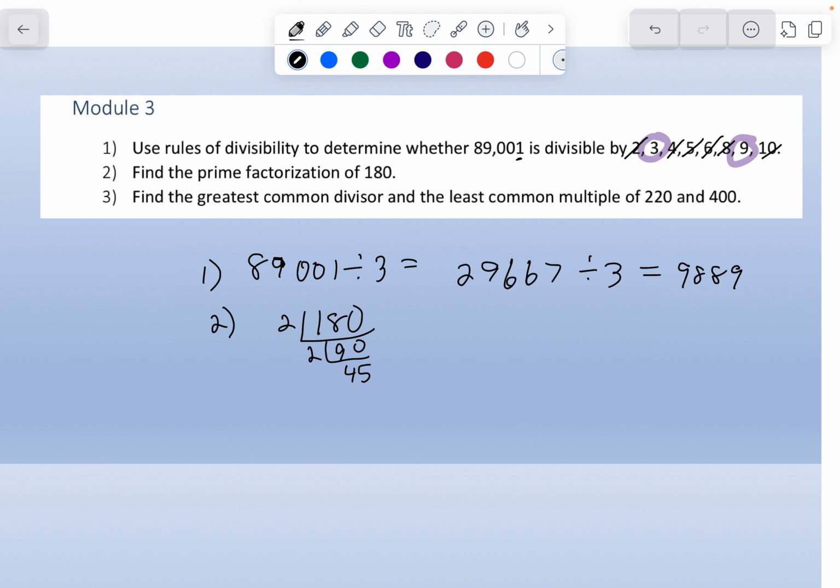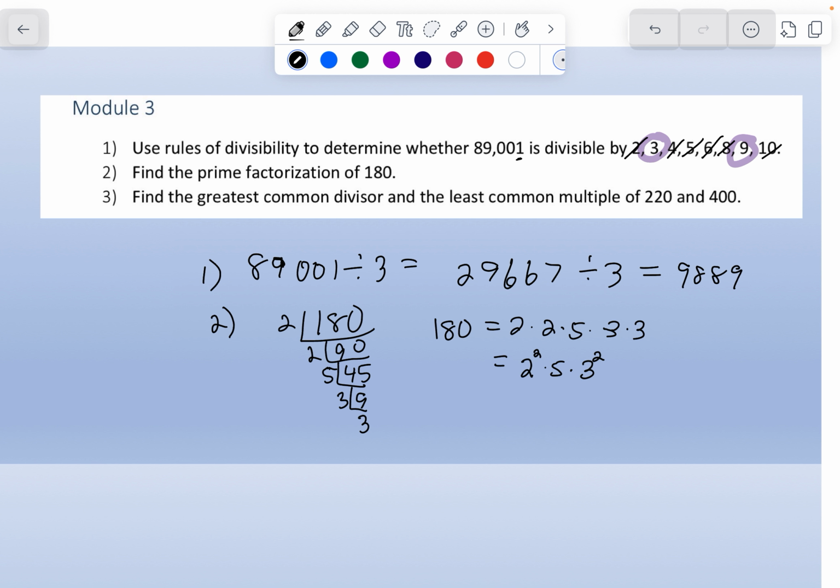Now, I can't divide that evenly by 2, so because of that, I look at my rules for 3 and 5. Does it end in a 5? It ends in a 5, so I know it's divisible by 5. And so 45 divided by 5, we know, is 9. And then 9 is 3 times 3. So 180 is going to be 2 times 2 times 5 times 3 times 3. If we write it using exponential notation, we have 2 2s, a 5, and 2 3s. So you could put an exponent on the 2 and an exponent on the 3.